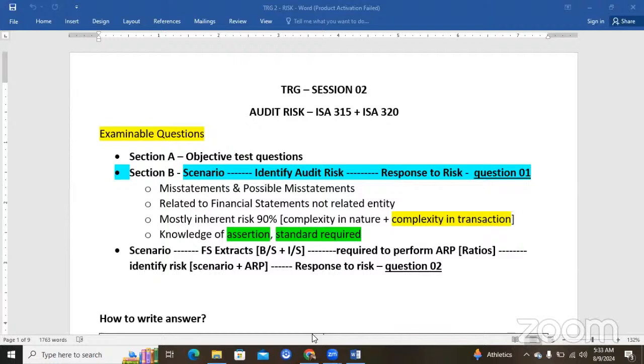Fine. So today we're going to discuss audit risk in our TRG session. I think in my theory class, revision class also, we discussed audit risk, but anyway, it's important. We'll discuss some questions to understand or familiarize ourselves.